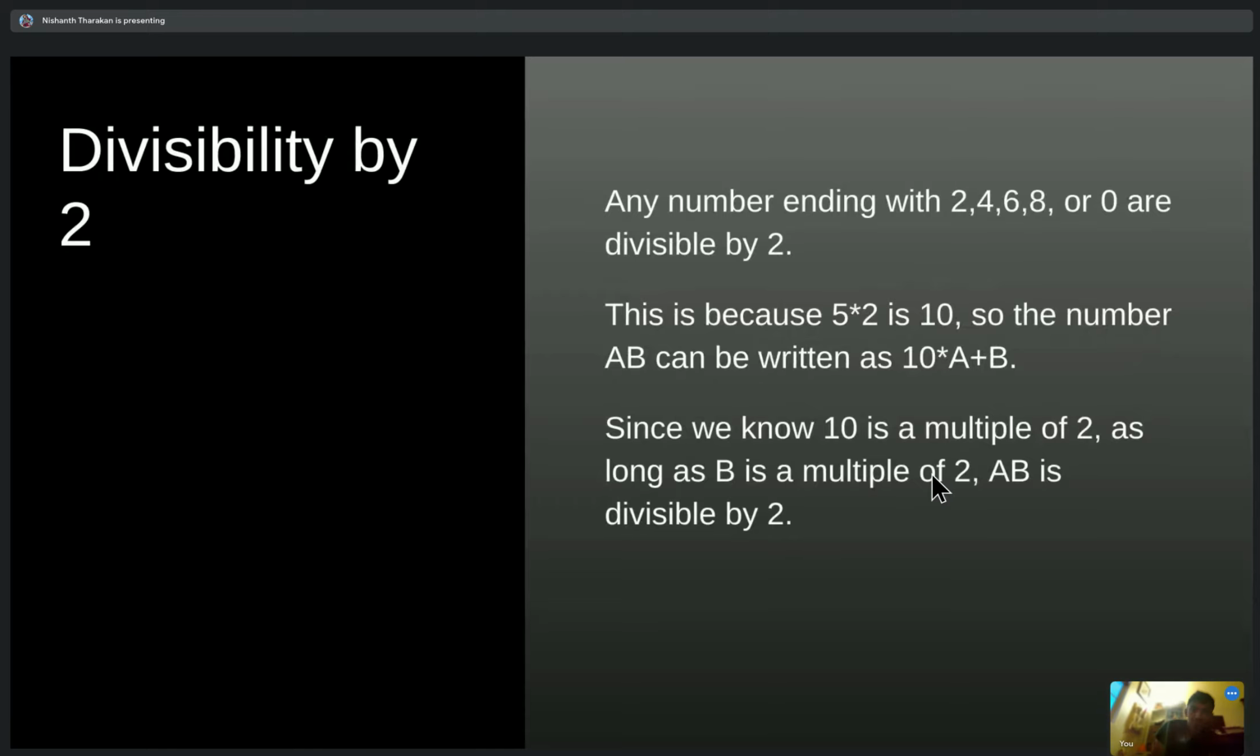Divisibility by 2. Any number ending in 2, 4, 6, or 8 is divisible by 2. This is because 5 times 2 is 10, and any number AB can be written as 10 times A plus B. Note when I'm saying AB here, I mean each of these are digits, or at least for A, it's a combination of digits. And because 10 is a multiple of 2, as long as B is a multiple of 2, AB is divisible by 2.